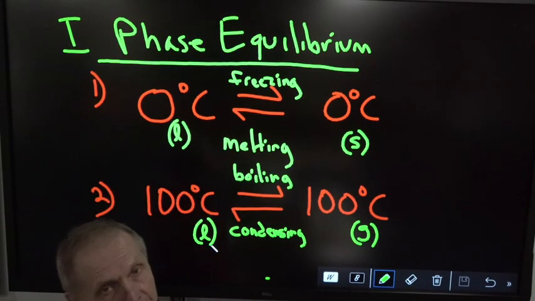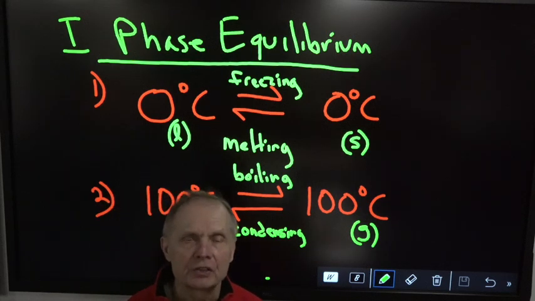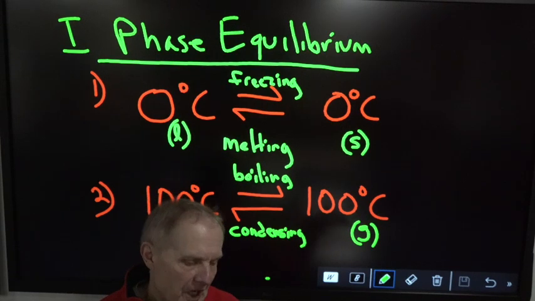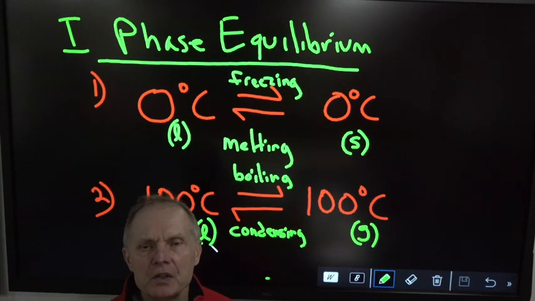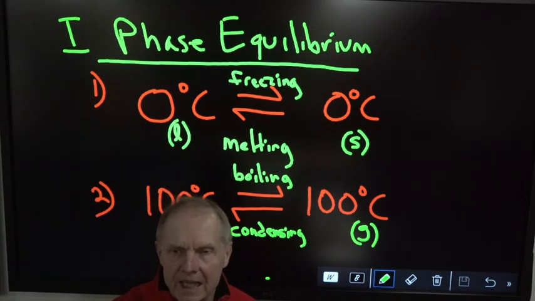So let's just take the first one. Everybody's done the first one and seen it, even though you don't know that it was actually a phase equilibrium. It's a super hot day. You're sitting on your porch. You just exercised, and you get a glass of water. You put a ton of ice in it, and you're drinking that water.